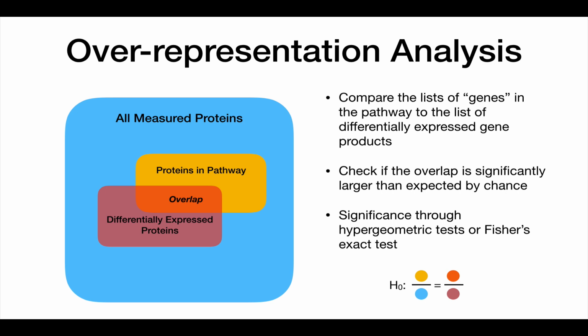Then we take this list of genes and compare it to the list of proteins in the pathway. And we investigate if the overlap between those 2 different lists is larger than expected by chance. So is the ratio between the proteins in the pathway to all measured proteins approximately the same as the overlap between the 2 lists divided by the number of differentially expressed proteins? This could be tested by a hypergeometric test or a Fisher's exact test.